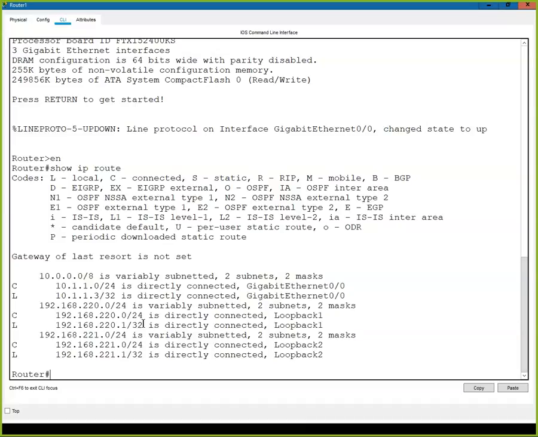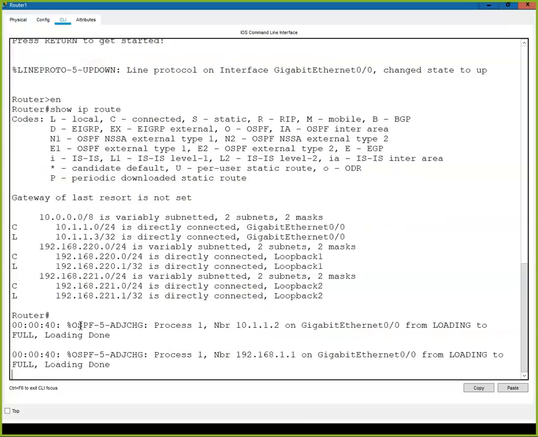But we have the connected and the local. When you get ready to do the network statement, do a show IP route before they are advertised. These are the networks that you're going to advertise. Okay, we're doing loading in OSPF. We're forming adjacencies here for these things. And these are the neighbor addresses and then the interfaces that they're on. Loading to full, loading to done. So we have those things.